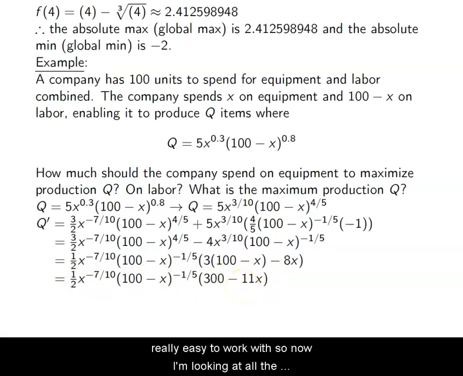So now I'm looking at all the values that make my function either 0 or undefined within 0 to 100. So my endpoints are points I have to look at. I got to look at what happens to Q at 0. I got to look at what happens to Q at 100. And then I have to look at Q for the points that make all of these 0. So x would be 0, which is already in my practical domain. 100, which is already in my practical domain as well, because those are the two endpoints.